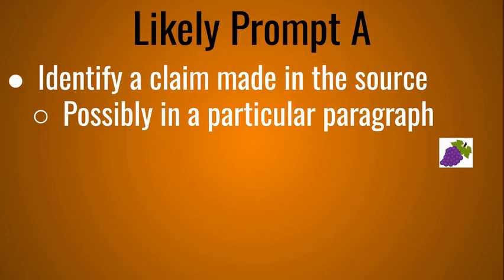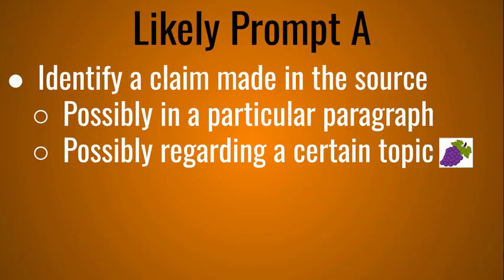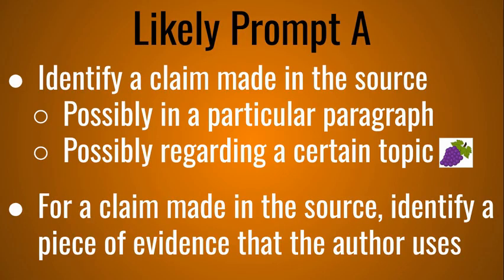They may direct you to a claim made in the second paragraph of the source, or they may say, find a claim that the author makes regarding social things, like those topics in the society. But bottom line, all you've got to do is identify one. Should be pretty easy if you get one of those, but again, be precise, be specific.